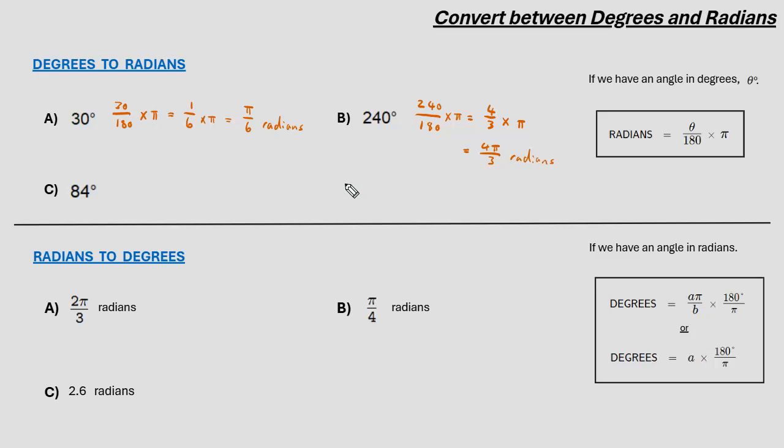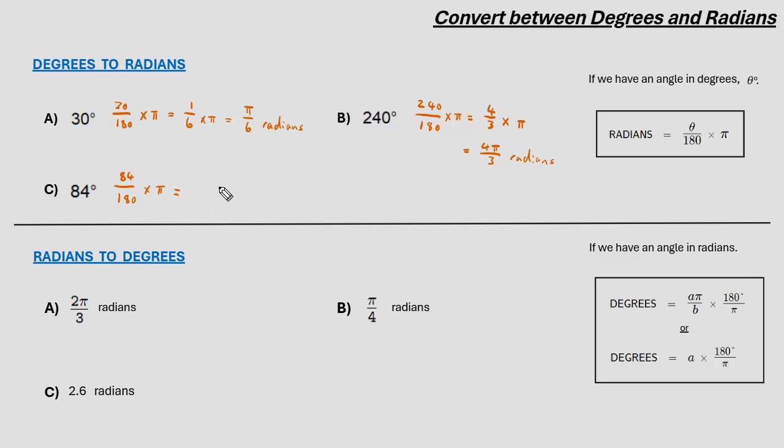Now we can look at our last example involving converting degrees to radians, where we have 84. Now we start out the same way, 84 over 180 multiplied by pi. Now, the fraction 84 over 180 does simplify further, but not quite as nicely and as neat as the fractions we have for A and B examples.